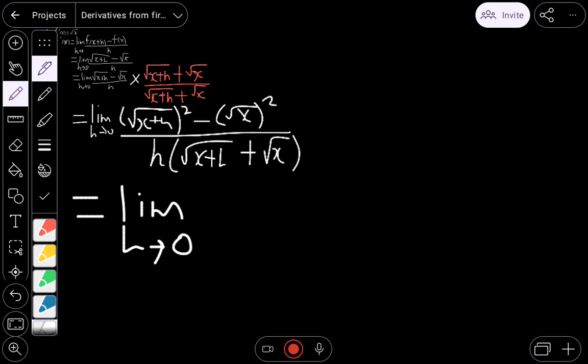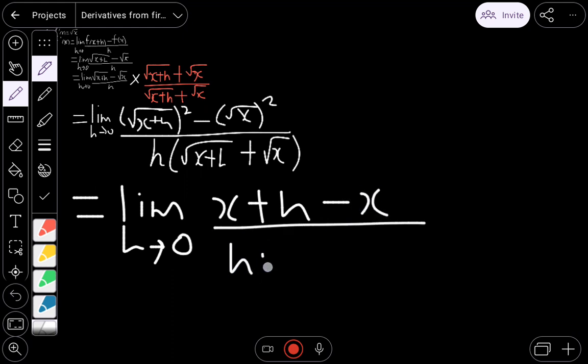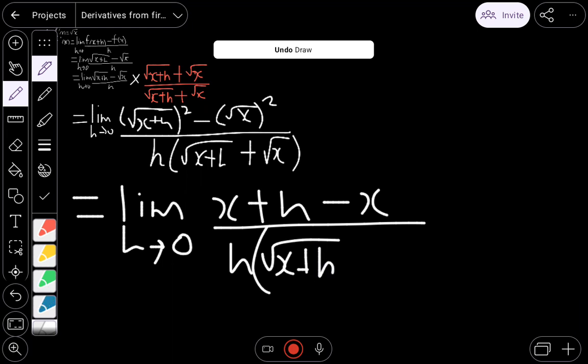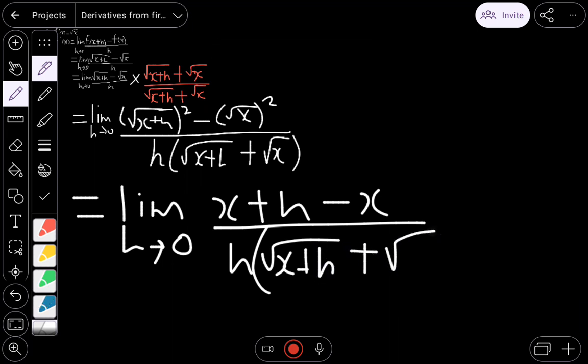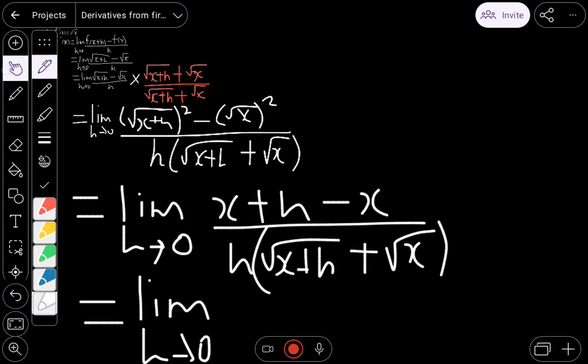Now the square cancels the square roots. I'm just going to remain with x plus h minus x as my numerator, all divided by, even if I don't multiply out the denominator, it's fine, h times the square root of x plus h, plus the square root of x. Then this is equal to the limit of h going to 0.